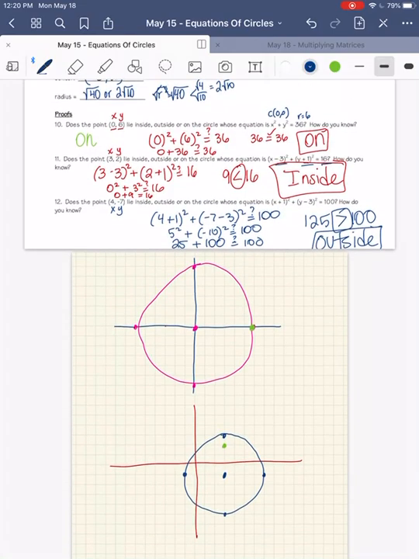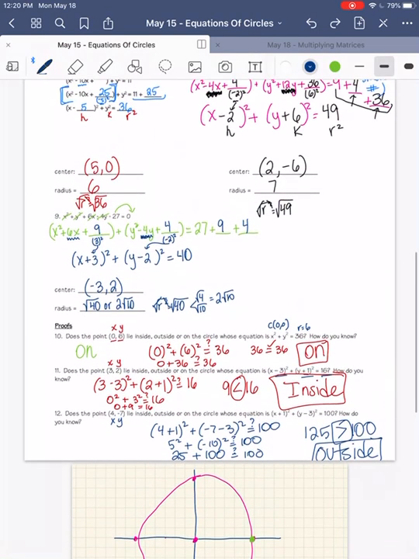So 2 different ways to try these. You could do it graphically, or some of you, if you're like me, you might want to do it graphically after the algebra to check. If it's less than the radius squared, it's going to be inside. If it's greater than the radius squared, it's going to be outside. And if they equal each other like these two did, then it's going to be on the circle.